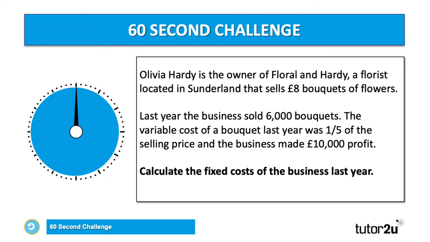What we've got coming up here is another 60-second challenge. Olivia Hardy is the owner of Floral and Hardy, a florist located in Sunderland that sells bouquets of flowers for £8. Last year, the business sold 6,000 bouquets. The variable cost of a bouquet was 1/5 of the selling price, and the business made a profit of £10,000. Your job here, in 60 seconds or a minute, is to calculate the fixed costs of the business last year. Answers in the chat window, please. Can we start the timer, Jim?